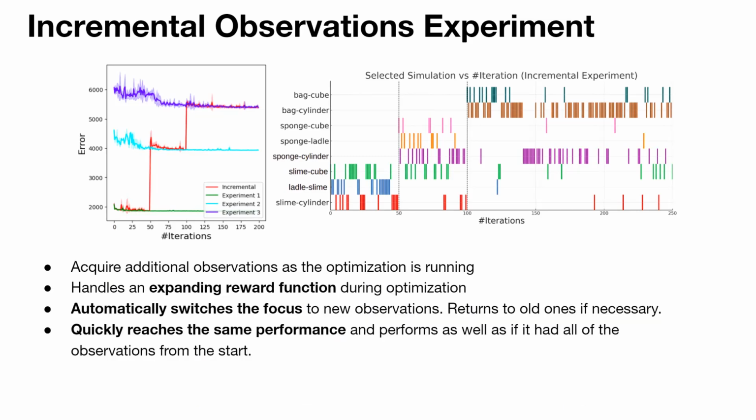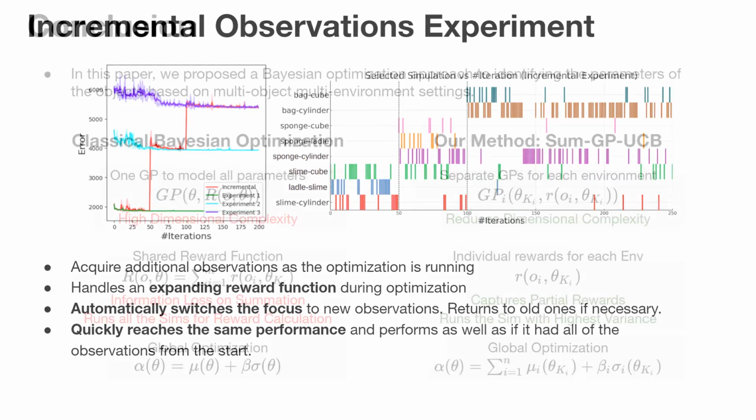The results show that our method successfully handles the optimization of an expanding observation set thanks to its partial reward calculation, without needing to start the optimization from scratch. We see that our method switches focus to the new observations when they are introduced, yet still is able to return to old ones if necessary.